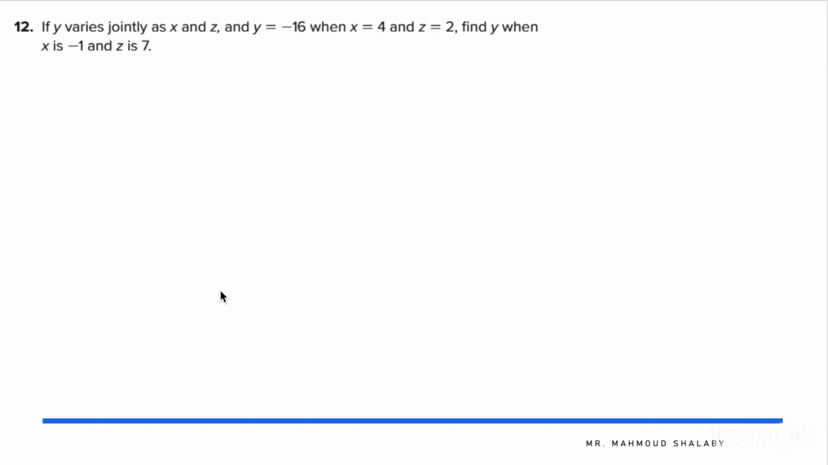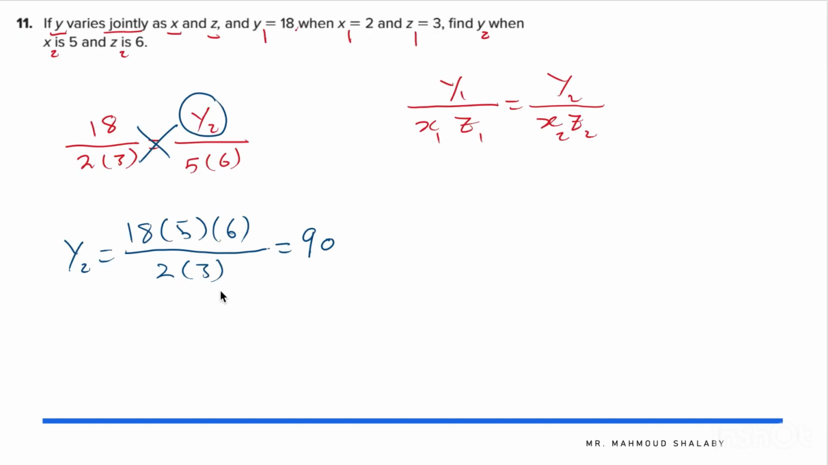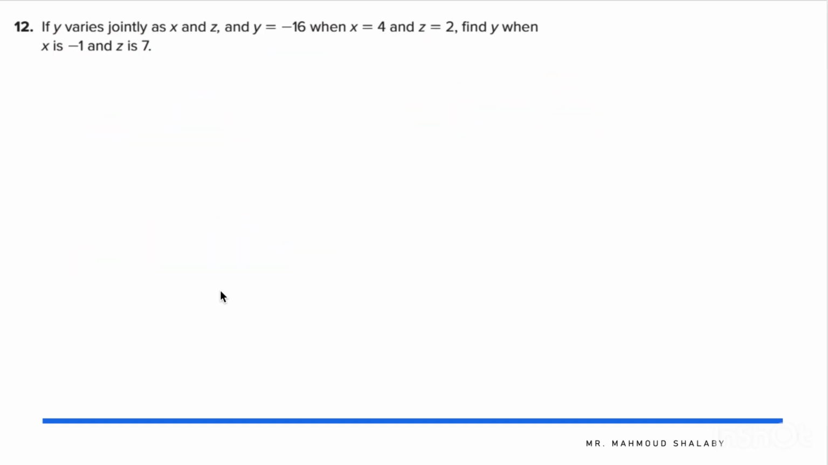Okay. Actually, to be honest, all questions are similar, nothing is different. So I think this is enough for this section.